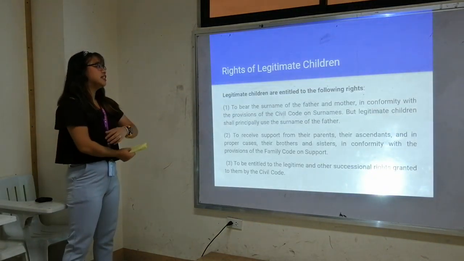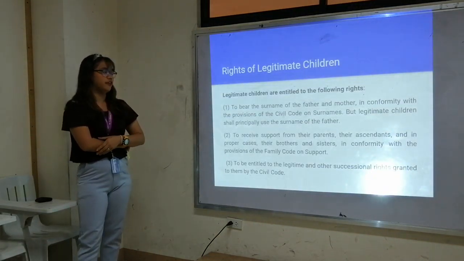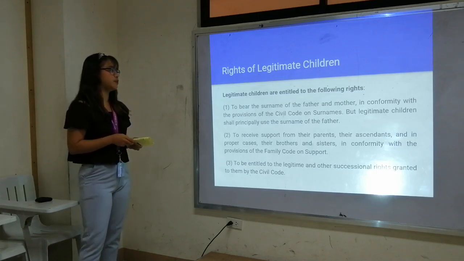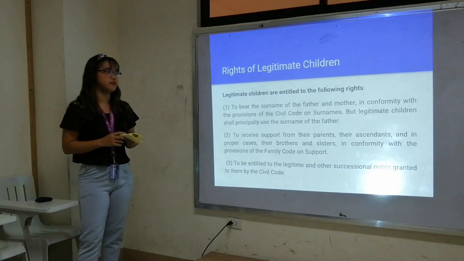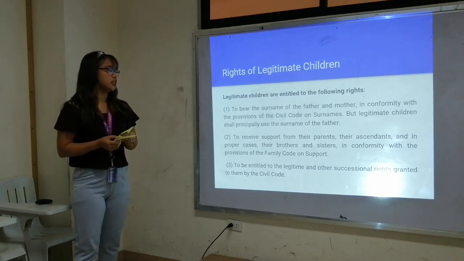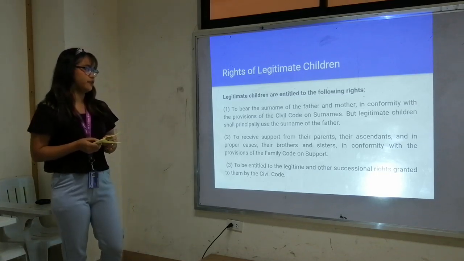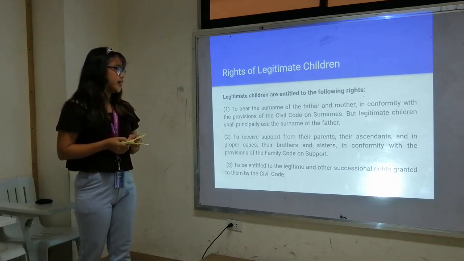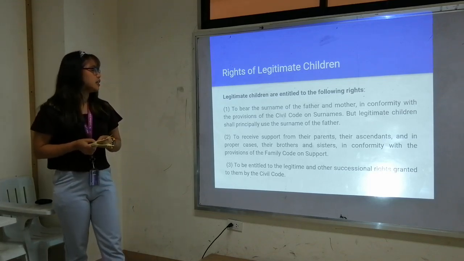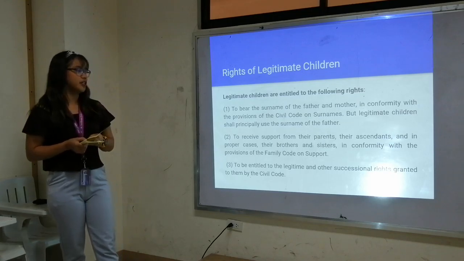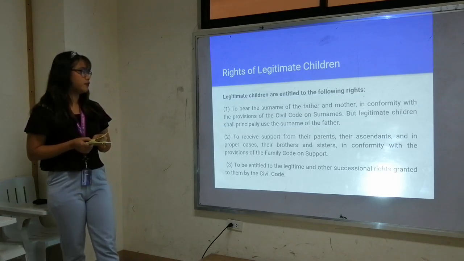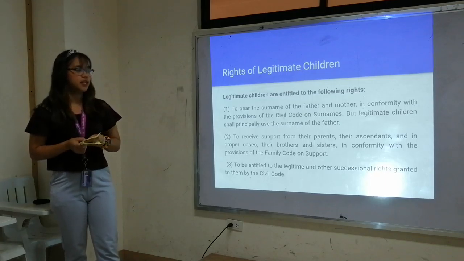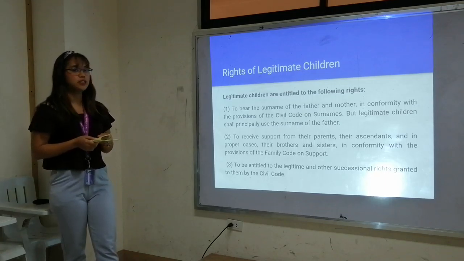Rights of legitimate children. Legitimate children are entitled to the following rights: to bear the surname of the father and mother in conformity with the provisions of the Civil Code on surnames, but legitimate children shall principally use the surname of the father; to receive support from their parents, their ascendants, and in proper cases, their brothers and sisters, in conformity with the provisions of the Family Code on support; and to be entitled to the legitime and other successional rights granted to them by the Civil Code.